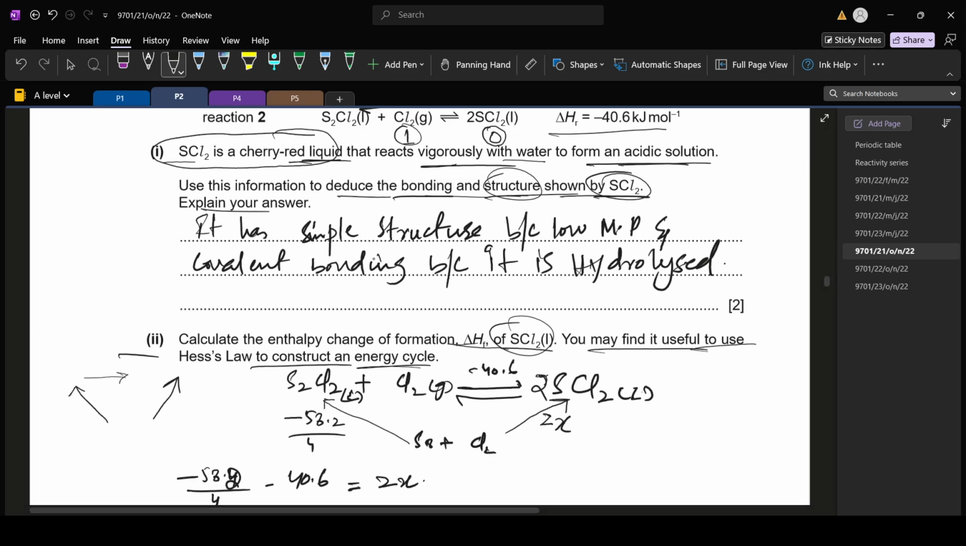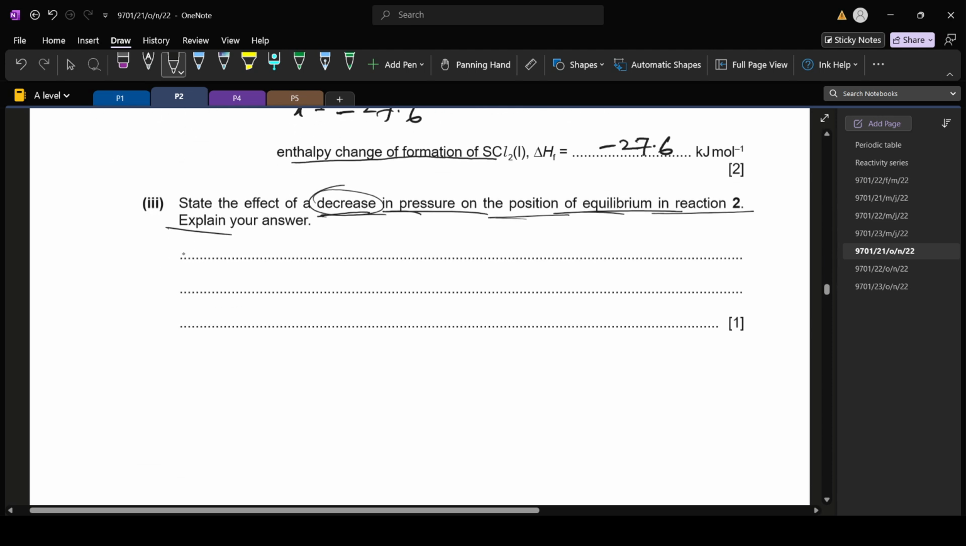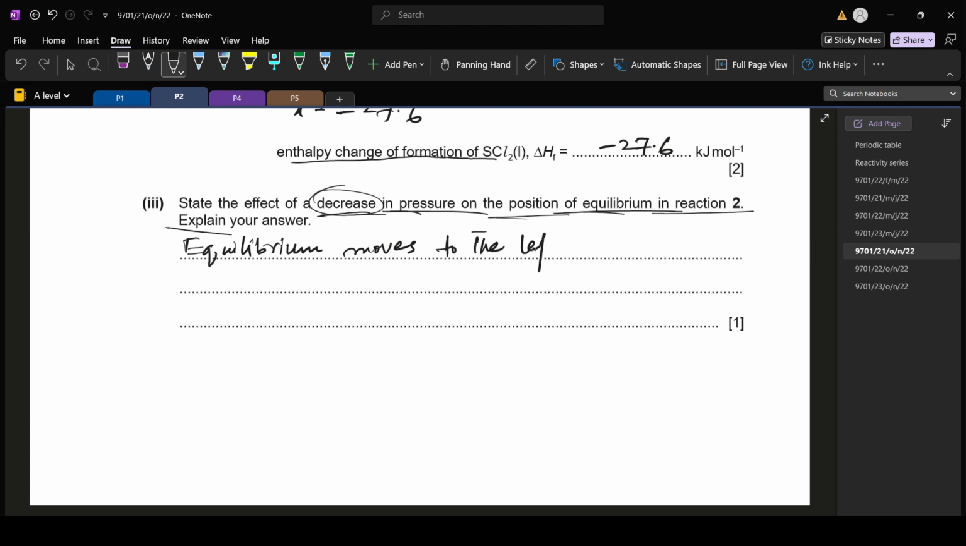So the equilibrium moves to the left side, because there is a smaller number of gas moles on the right side.